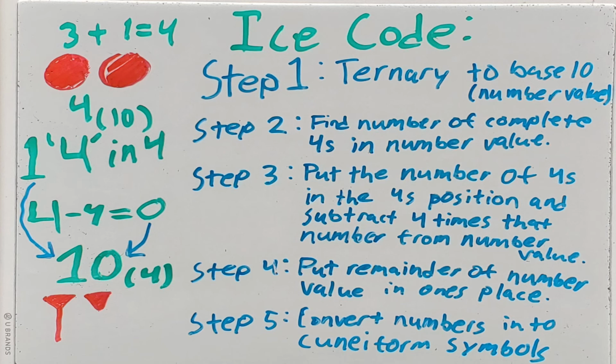First, you think of the multipliers. They will be 1 and 4. Note that there are no 3-digit cuneiform numbers needed. Then you think of how many complete 4s fit in your number. You put that number in the 4's place. Then you subtract the column value from the 4's place from the number value. Take the rest of your number value and put it in the 1's place. It should be less than 4. The last step is to convert the base 4 number into the cuneiform symbols.